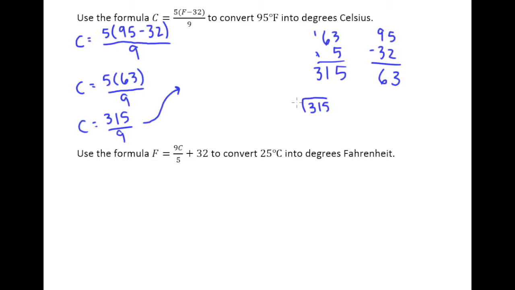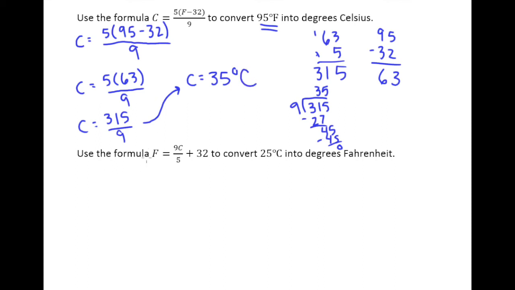divided by 9. 9 goes into 31 3 times. 3 times 9 is 27. We get a remainder of 45. 9 goes into 45 exactly 5 times. And so what we end up with is C is equal to 35. And so what this tells us is that 95 degrees Fahrenheit is equal to 35 degrees Celsius.